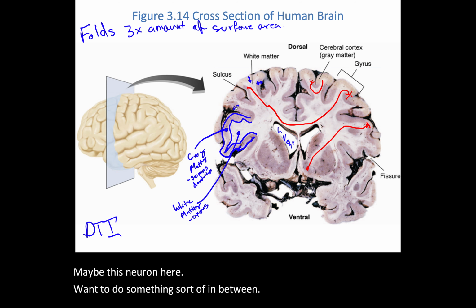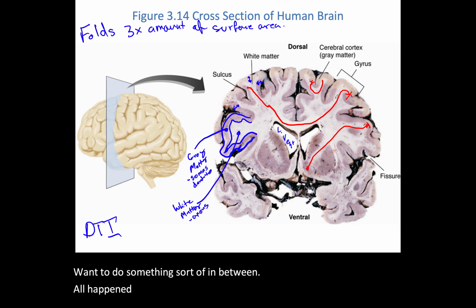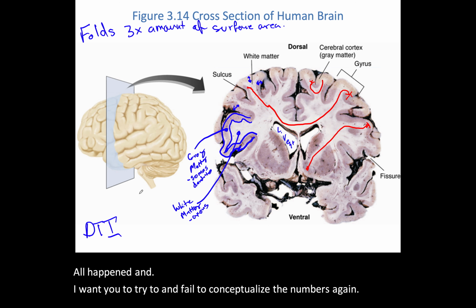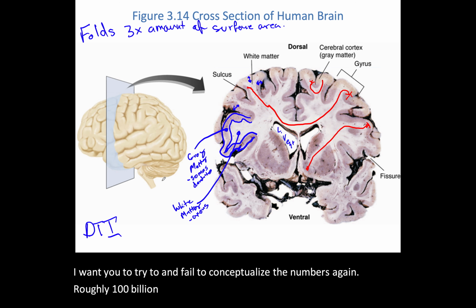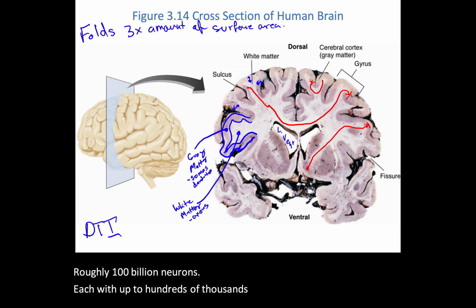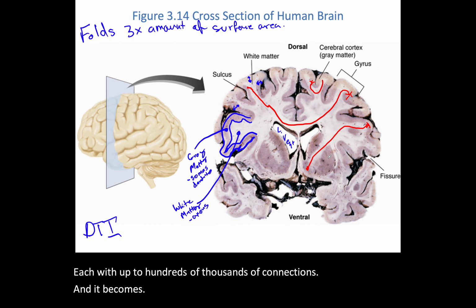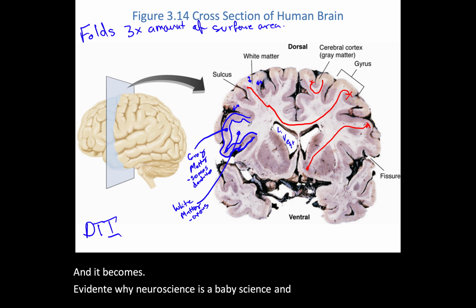All happen, and I want you to try to, and fail to, conceptualize the numbers again. Roughly 100 billion neurons, each with up to hundreds of thousands of connections. And it becomes evident why neuroscience is a baby science and why we're just scratching the surface.